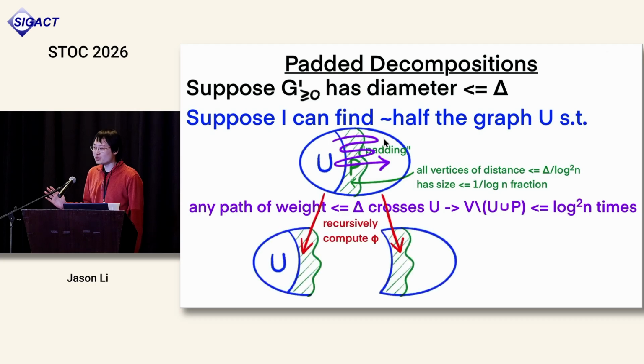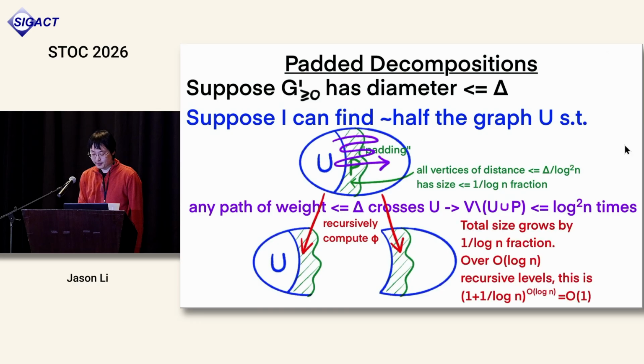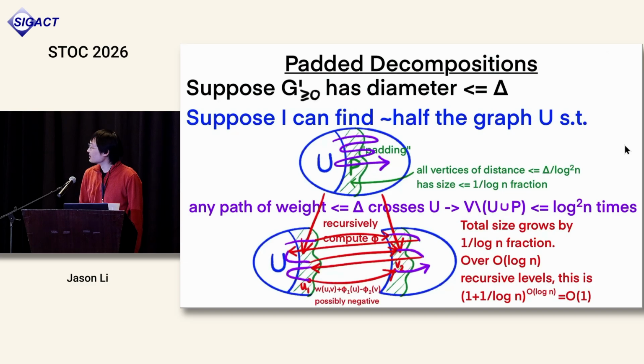And we'll do something very similar. We'll split the graph up and recursively compute. But here the padding needs to be duplicated. That's important, and that's also why we need the padding to be small, a 1 over log n fraction. So at a very high level, the total size grows by a 1 over log n fraction over the log n recursive calls, so the total growth is still small. And in this new graph, a path like this can only cross so many times, and therefore the entire structure works.